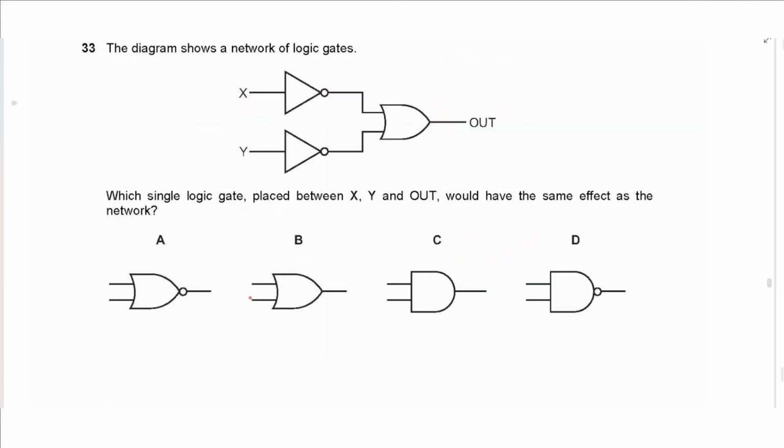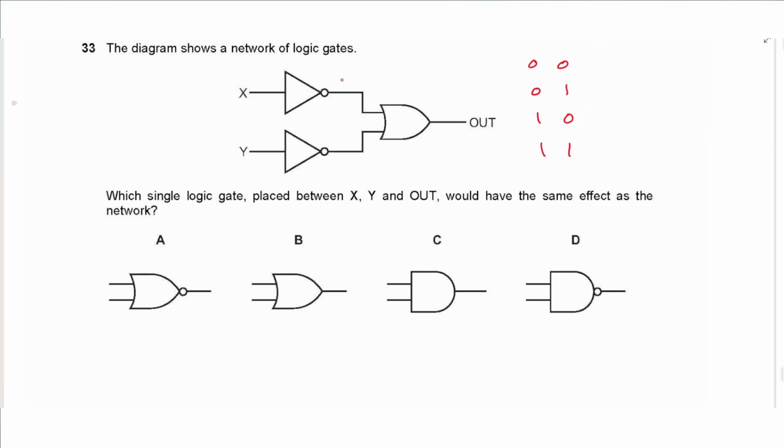Question 33 is about logic gates, so you can skip it for the new syllabus. It says the diagram shows a network of logic gates. Which single logic gate placed between X, Y, and out would have the same effect as the network? So we can try the truth table 0, 0, 0, 1, 1, 0, 1, 1, and we see the output.